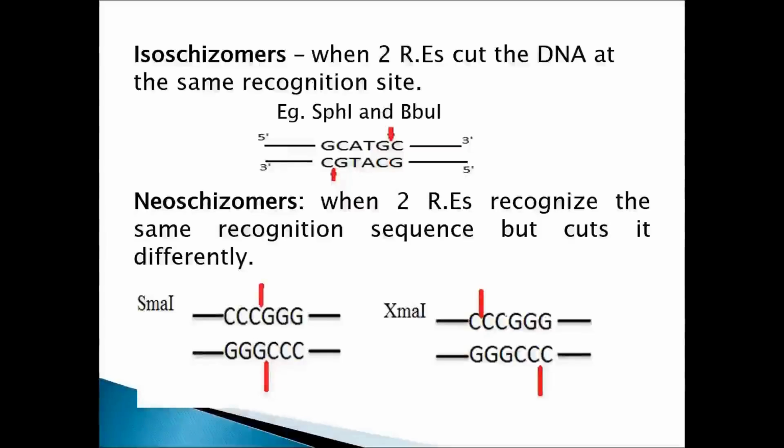Now let's see about some important terms with regard to restriction enzymes. When two restriction enzymes cut the DNA at the same recognition site, we call them isoschizomers. Neoschizomers recognize the same recognition sequence, but they cut at different regions. You can see the example over here.